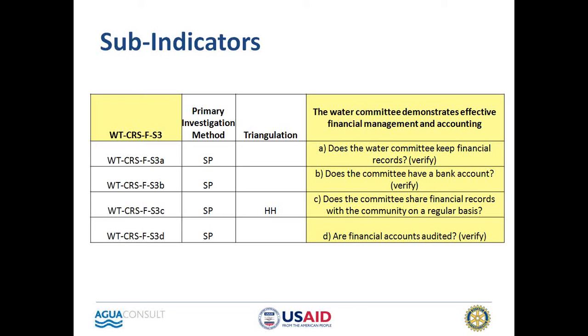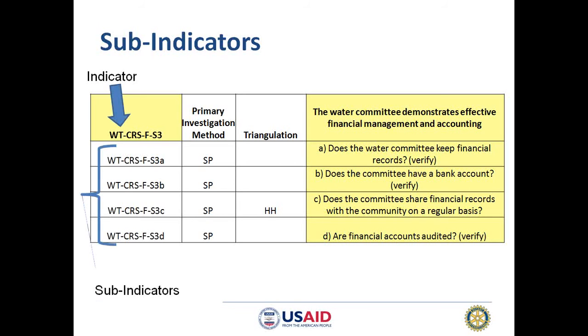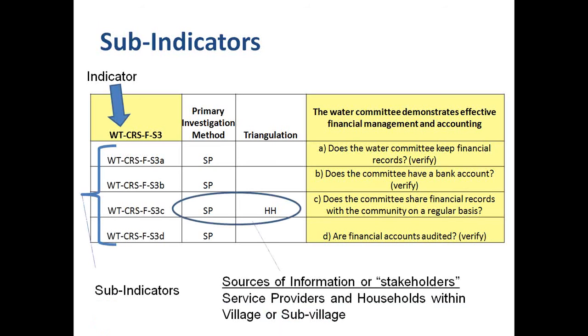Okay, so let's take just one example of an indicator here: that the Water Committee demonstrates effective financial management and accounting. We see the 4 sub-indicators, and in addition, we have these 2 additional columns, the primary method of investigation and the method of triangulation.